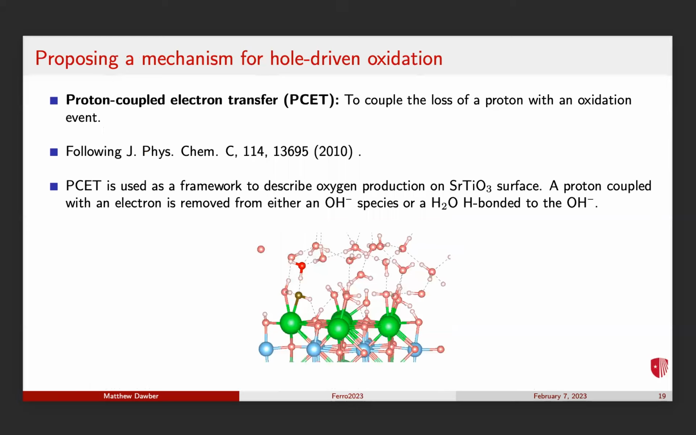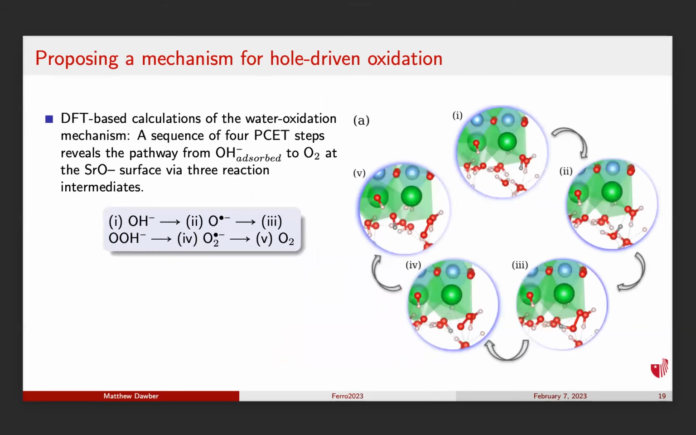So then we wanted to look a little bit more at a mechanism for how this works. The mechanism that was considered is this idea of a proton-coupled electron transfer, following the framework in this paper here. Essentially, you have a number of steps where in each step, a proton coupled with an electron is either removed from an OH minus species or from a water that's bonded to this OH minus. So I'll show you what this looks like here.